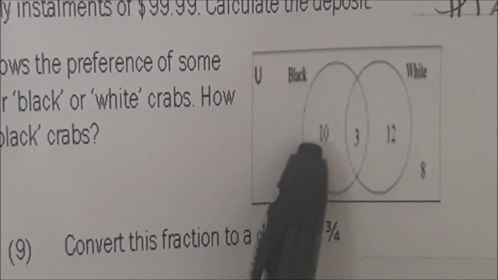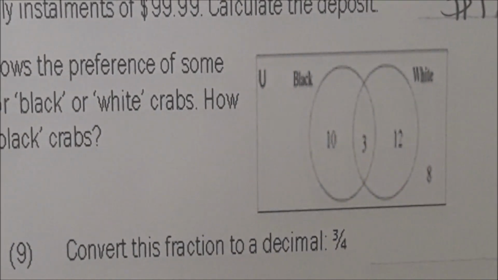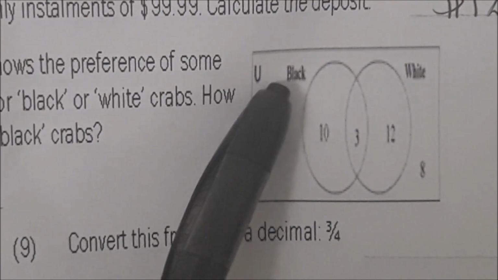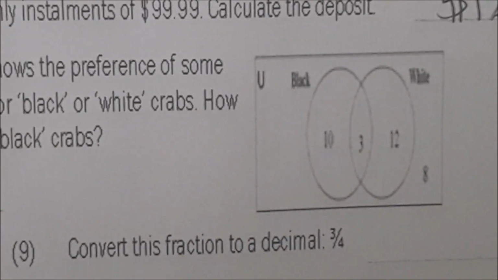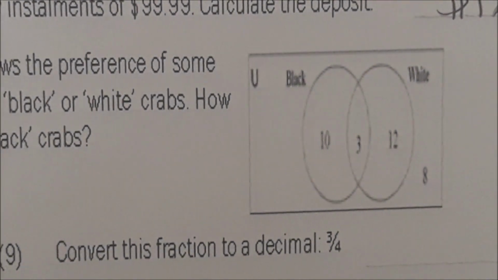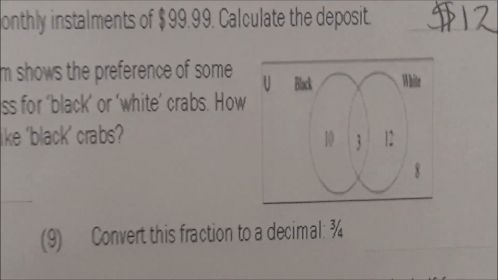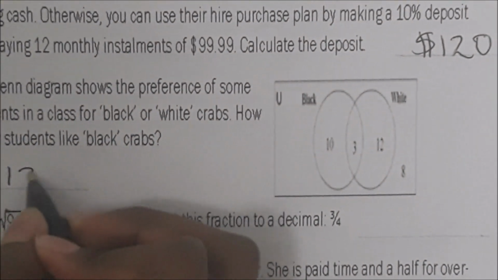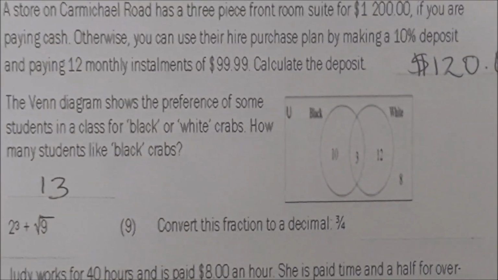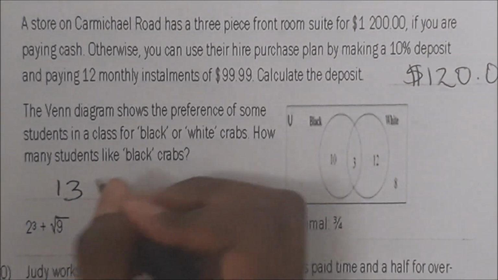If you look at the circle, it has 10 and 3. Which circle are you looking at? The circle with the black crab. Yeah, so you have to look at the circle for black crabs. Okay, go ahead. So what do you do? Add 10 and 3. And what's the answer? 13. Put the answer there. And that would be in students. 13 students.